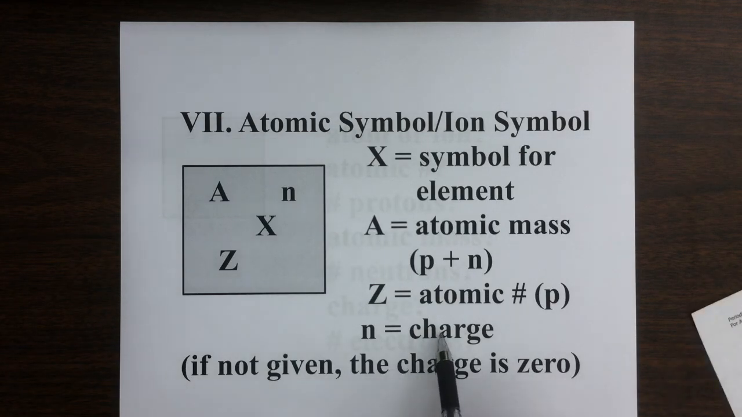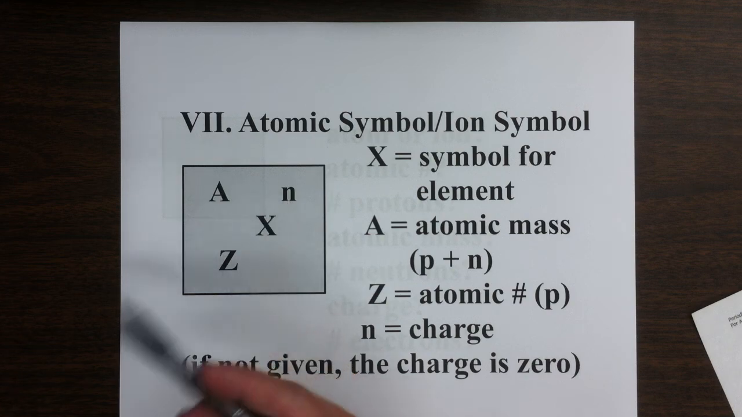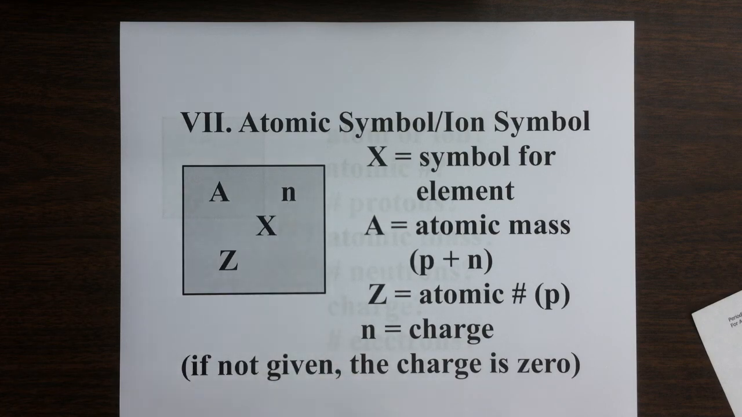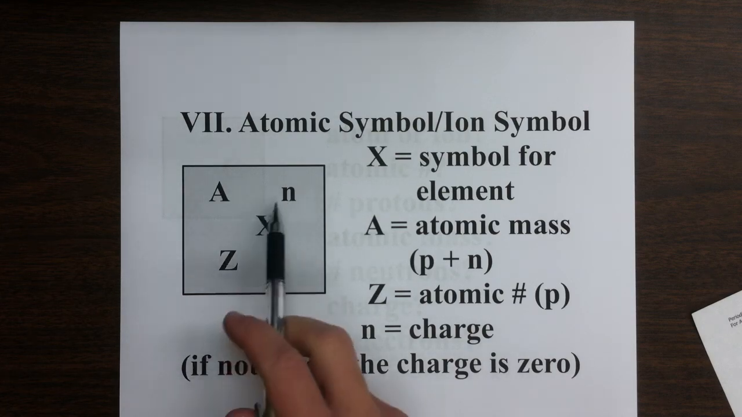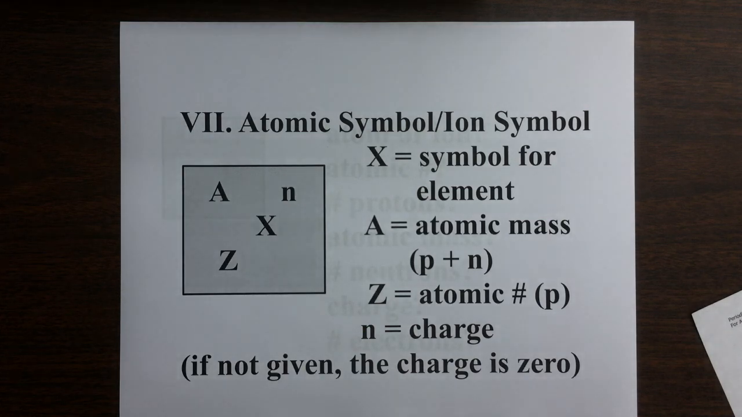If there is a charge, meaning a difference between the protons and electrons, that charge will go here. So you'll see things like +1 or -2. That will tell you whether it's a positive ion or negative ion and what the difference in protons and electrons is. If there is no number here, you can only assume that it's 0 and that it's a neutral atom.